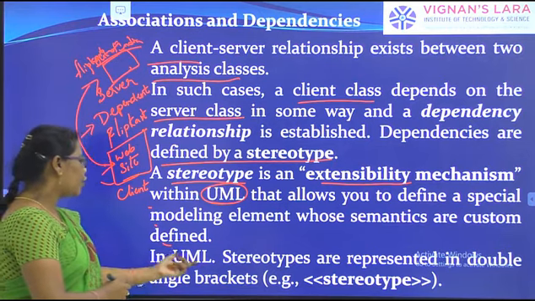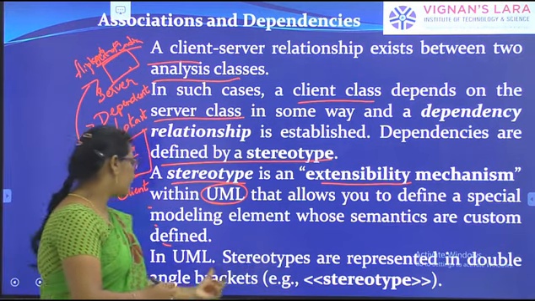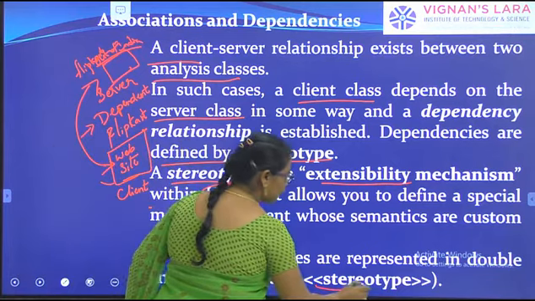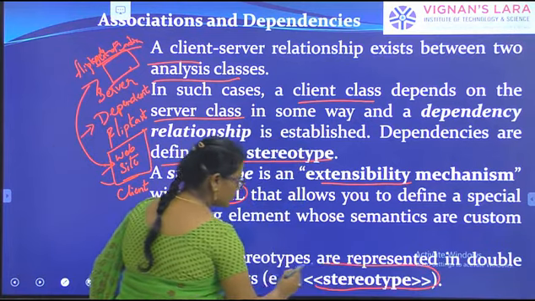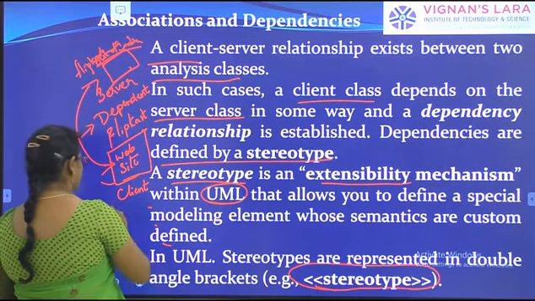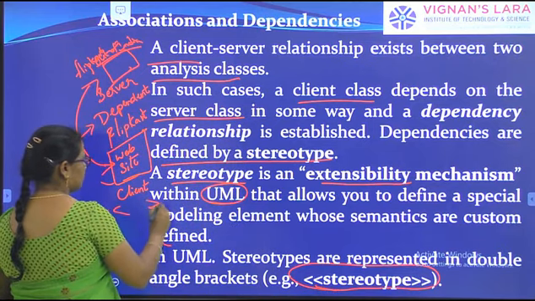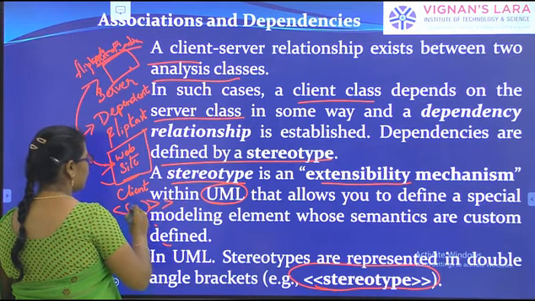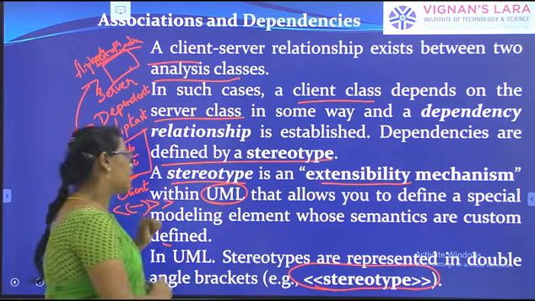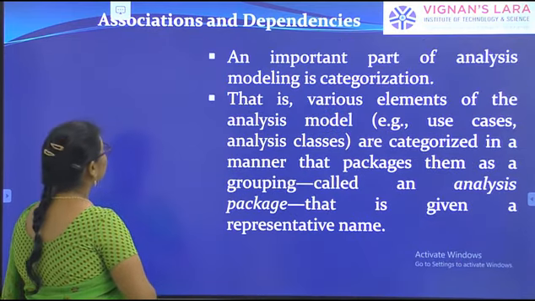Okay. So in UML, stereotypes are represented in double angle brackets like this. So these are the stereotypes. We call this indication a stereotype, that is, within the two angular brackets. What you define within that is a stereotype. We will see an example, no problem.